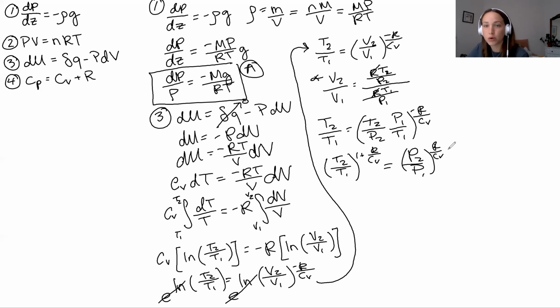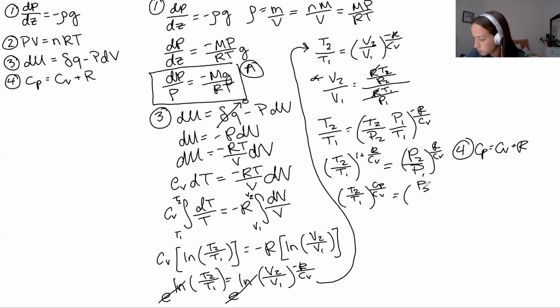Okay, so now we're going to use our equation 4 that we noted at the beginning, which is that the specific heat at constant pressure is equal to specific heat at constant volume plus R. And there we can sub this in for our exponents. So we'll end up with T2 over T1 to the CP over CV here.